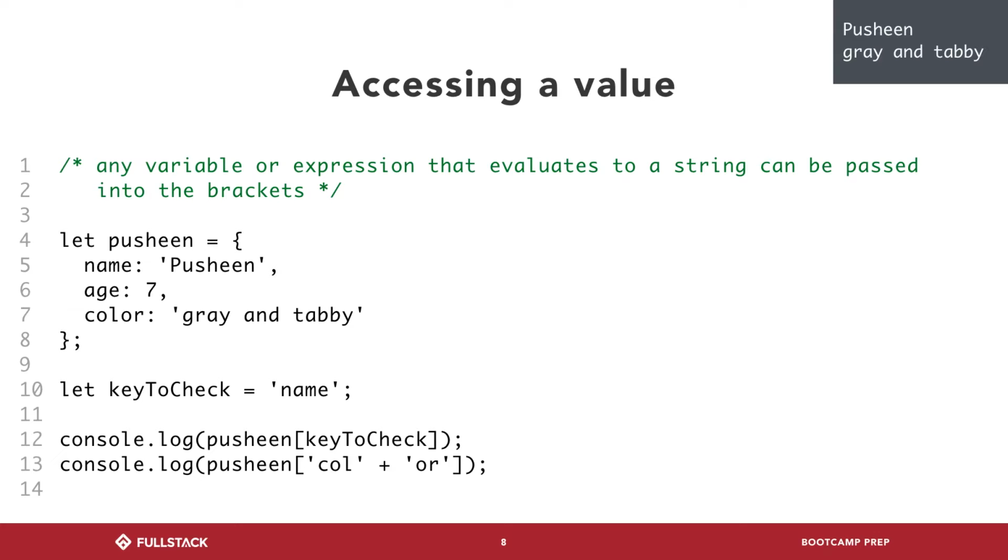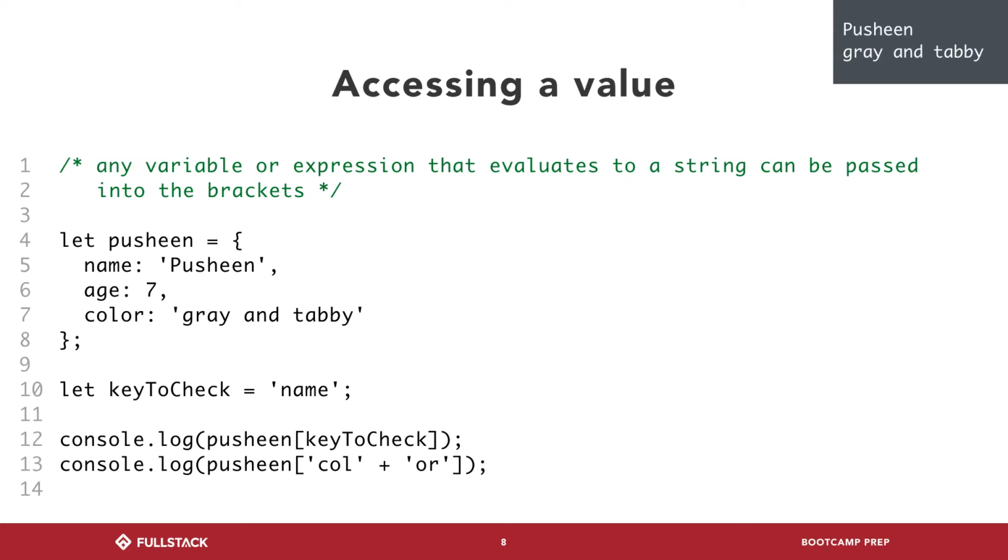Another way to access it, we can obviously also do expressions in here too, right? Just like math, in JavaScript there's a certain order of operations. Things in parentheses get evaluated first. In this case, things in this bracket are going to get evaluated first before we try to access it. So in this case, col plus or is going to give us a string color, and then we're going to look up color.